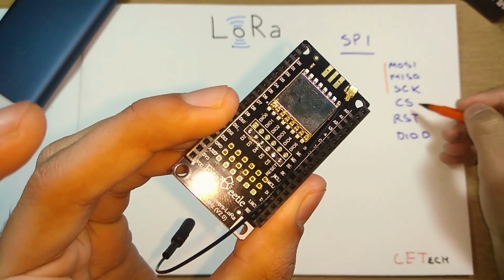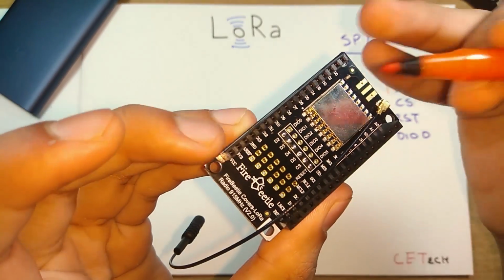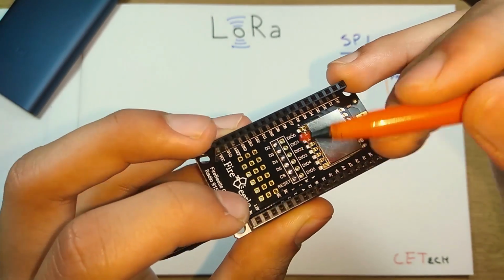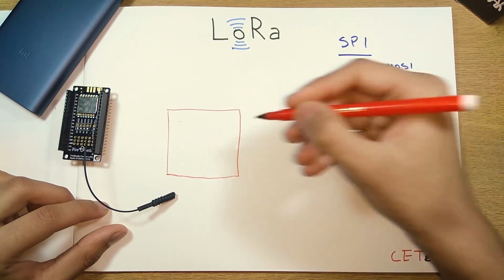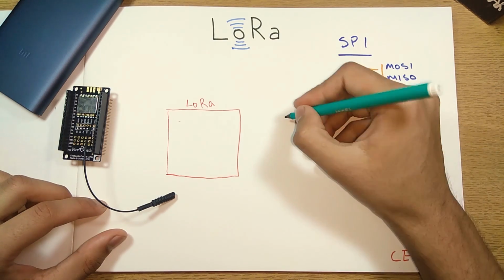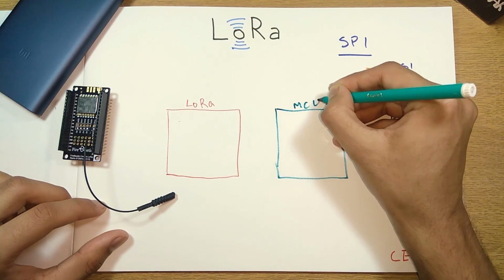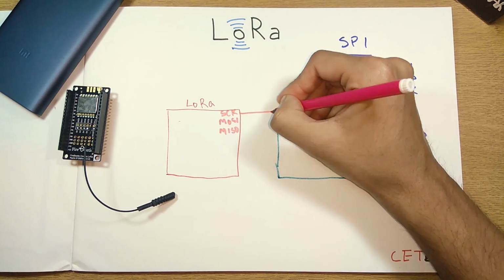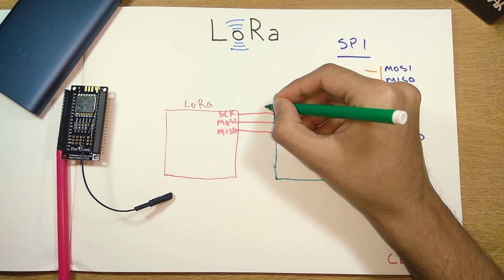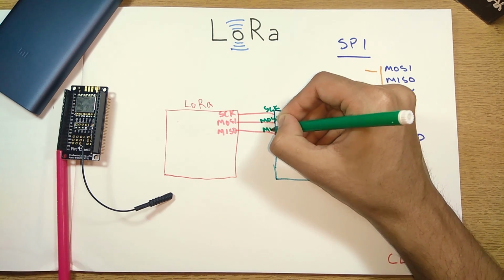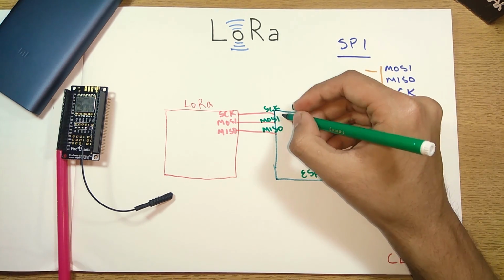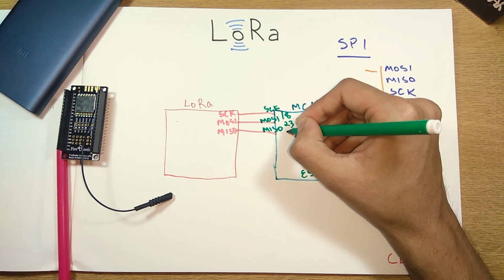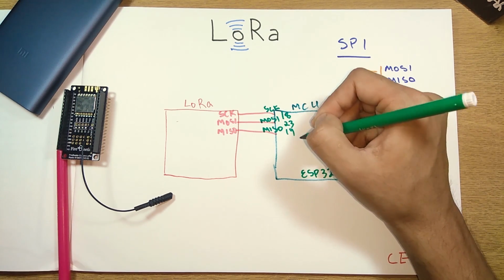But the other pins over here, like chip select, reset, DIO0, are broken out over here, and we need to connect them manually to the digital pins. So we'll see how that is done. If this is the LoRa module and we have this as the microcontrolling unit, here we have the first three pins, MOSI, MISO and SCK. These connect to the same pins over here. For the ESP32, the SCK pin is the 18th pin, MOSI pin is the 23rd pin and the MISO pin is the 19th pin. These are the GPIO numbers that we use in our code.